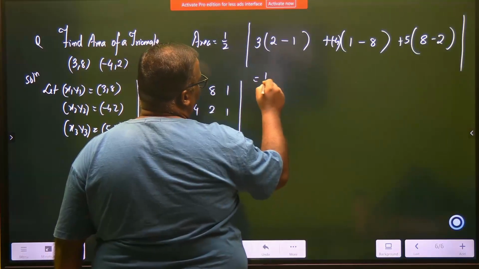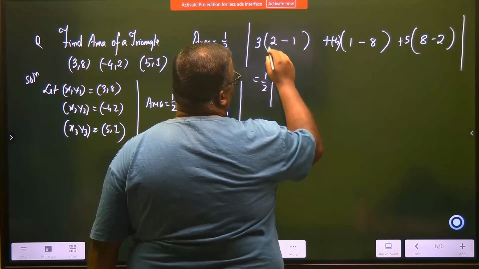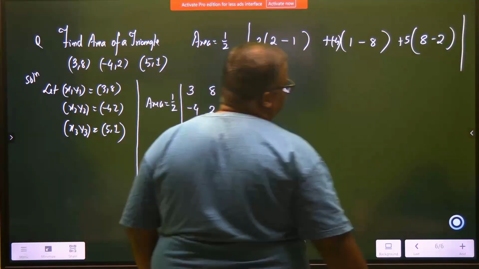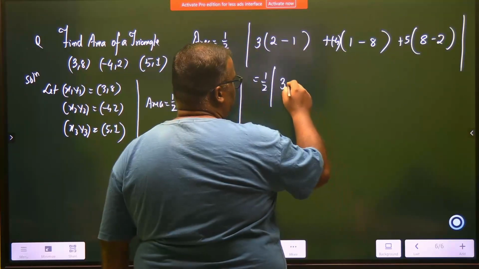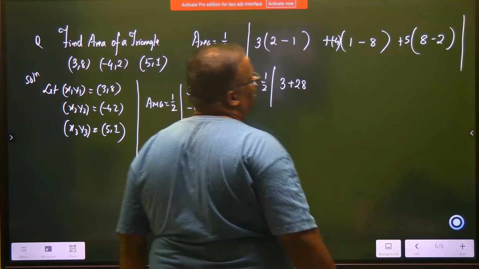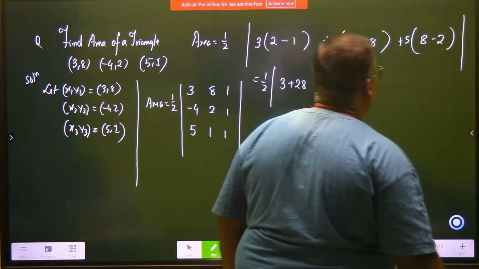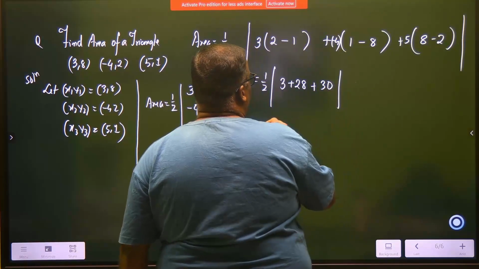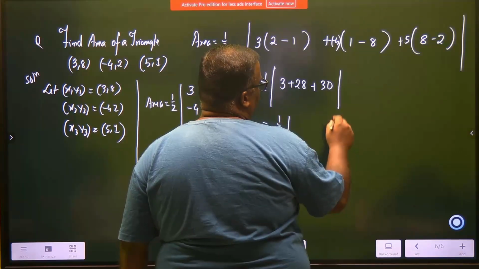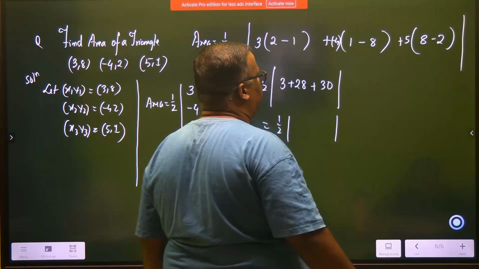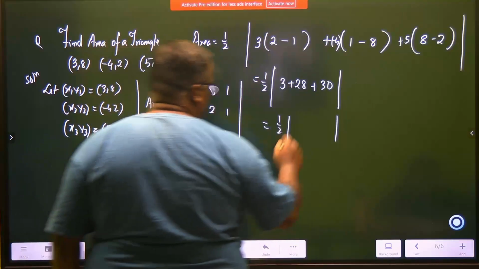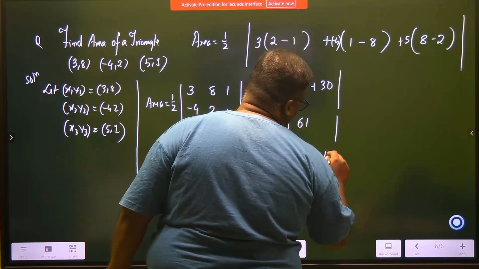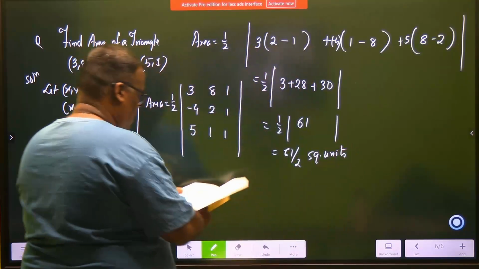Which is equal to half modulus. 3 multiplied by 1 is 3. -4, and this is -7. -4 minus 7 makes it plus 28. And this is 2, that is 6. 6 plus 5 is 30... 3 plus 28 plus 30. So you get half modulus of 61, right? The answer comes 61 by 2 square units, which is the area of the triangle.